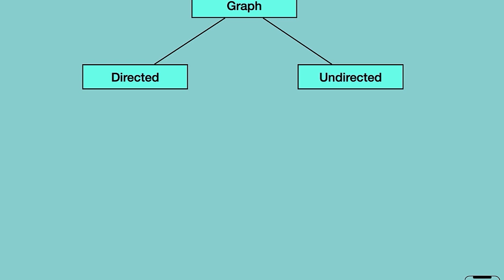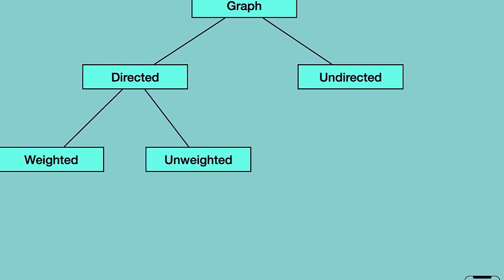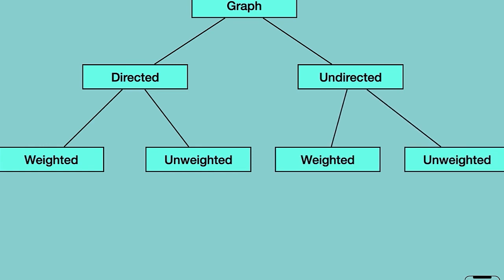Alright, now in the previous lecture, we have learned graph terminologies. Now in this lecture, we will learn types of graph. So graph generally can be categorized into two categories: directed graphs and undirected graphs. And in directed graph, we have two subcategories, which are weighted graph and unweighted graph. And in undirected graph also we have two categories, which are weighted graphs and unweighted graph.